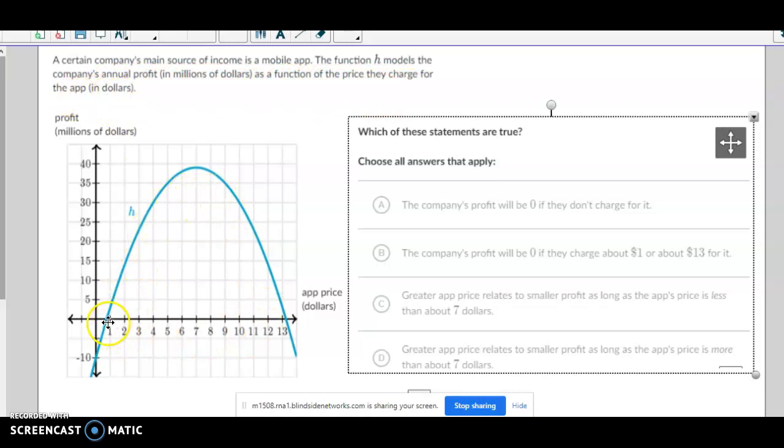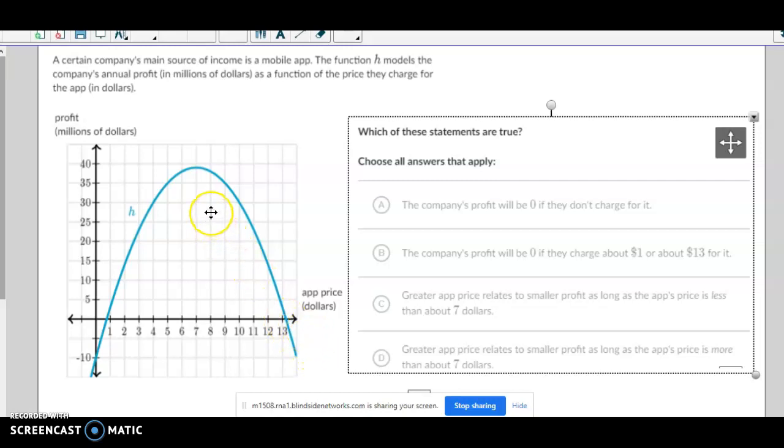This is the price, what they charge, and this is how much money they make. So if they don't charge any money, like let's say they only charge $1 million, they don't make any money. Actually, if they charge $0, they make negative money. They lose money because that's money it takes to develop the app. All right, at the top, if they charge $7, then they're going to make their most, almost $40 million. If they charge $7, they make almost $40 million. And if they charge over $13, they're not going to make any money.